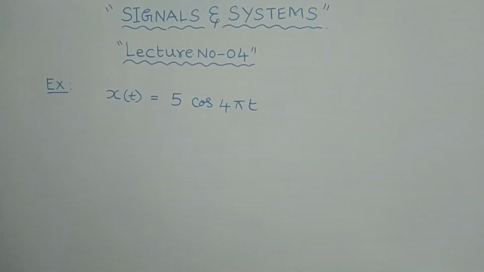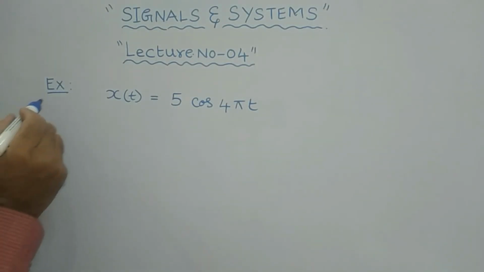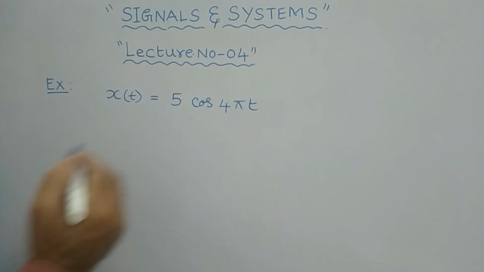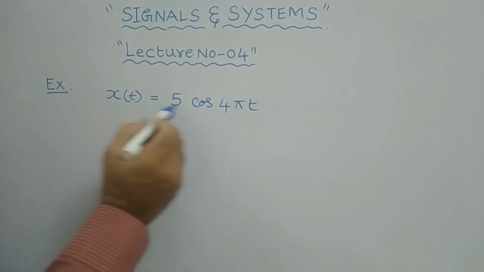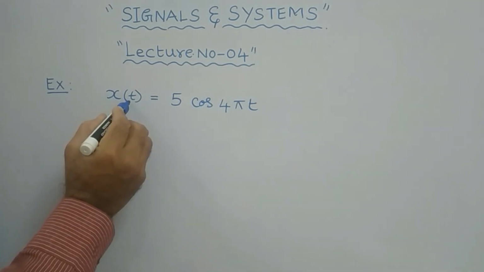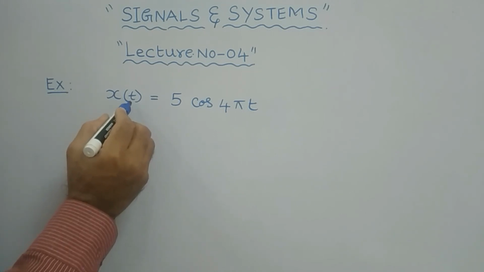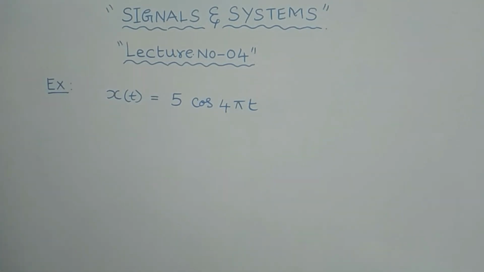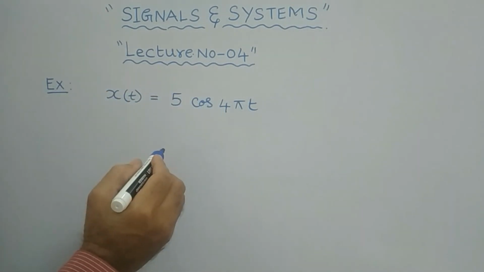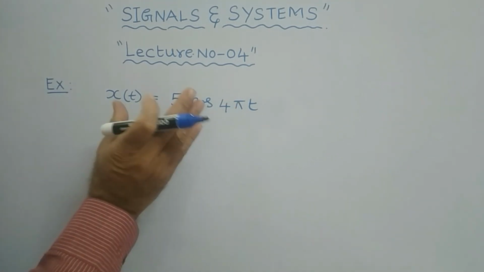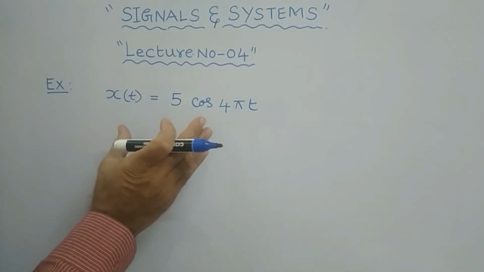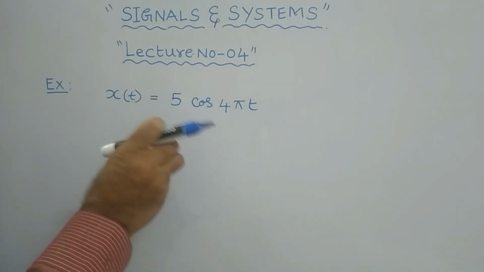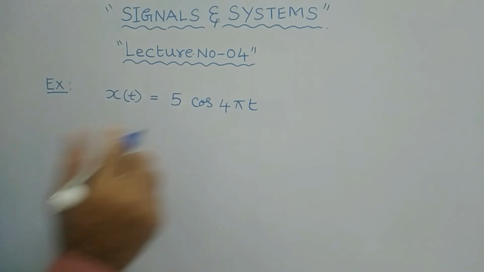Let us consider one example, that is x of t is equal to 5 cos 4 pi t. This is the given signal. It is a continuous time signal because x of t is defined over small t. If the signal is given like this, you need to find out whether it is periodic, or otherwise they will be asking you to find the fundamental time period of this given signal.